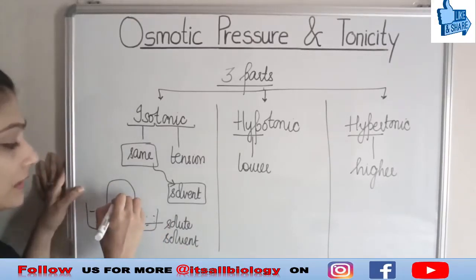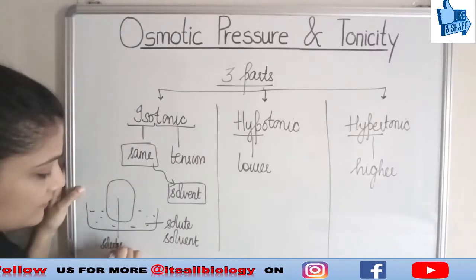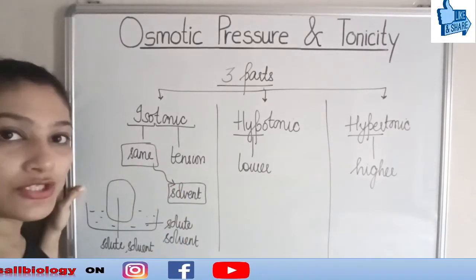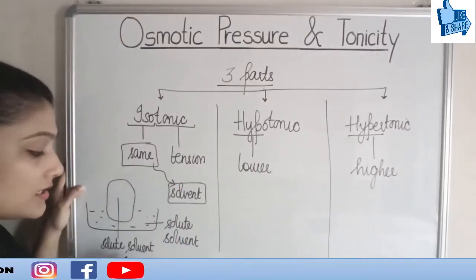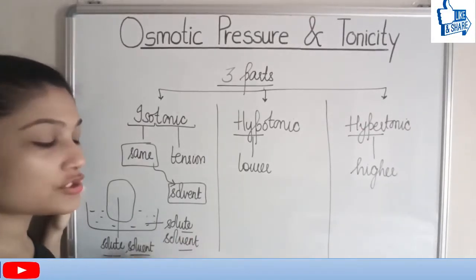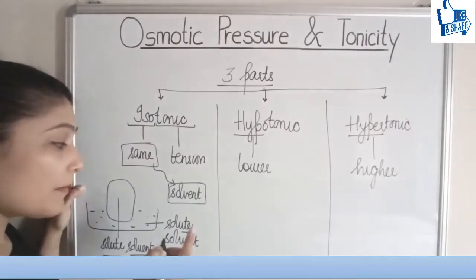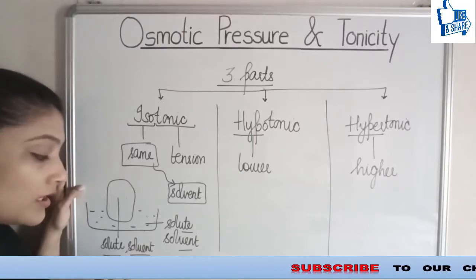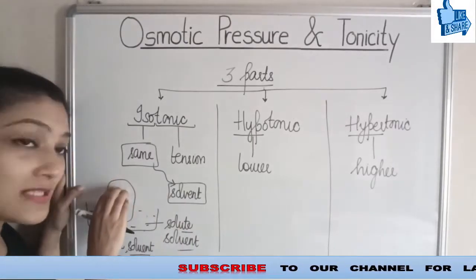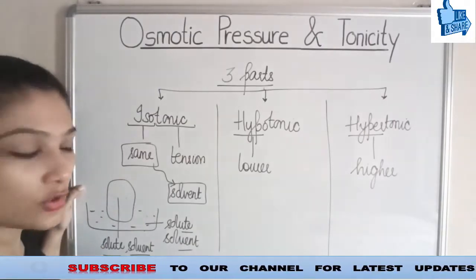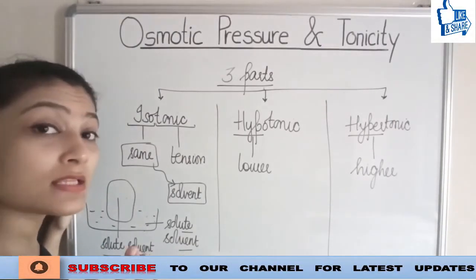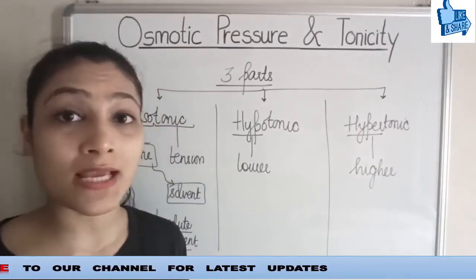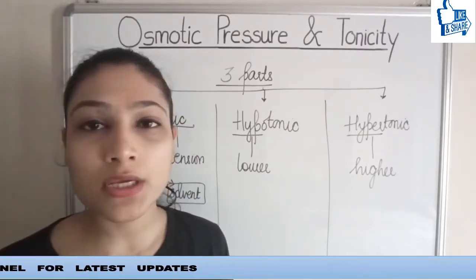Similarly, my cell is also going to have some solute and some solvent. In an isotonic situation, there is going to be equal concentration of solute and solvent both inside and outside of the cell. That means the amount of solute and solvent present inside the cell is just equal to what is present outside the cell. Now the next thing I ask you is, if both sides have equal concentration, what do you think is going to happen?